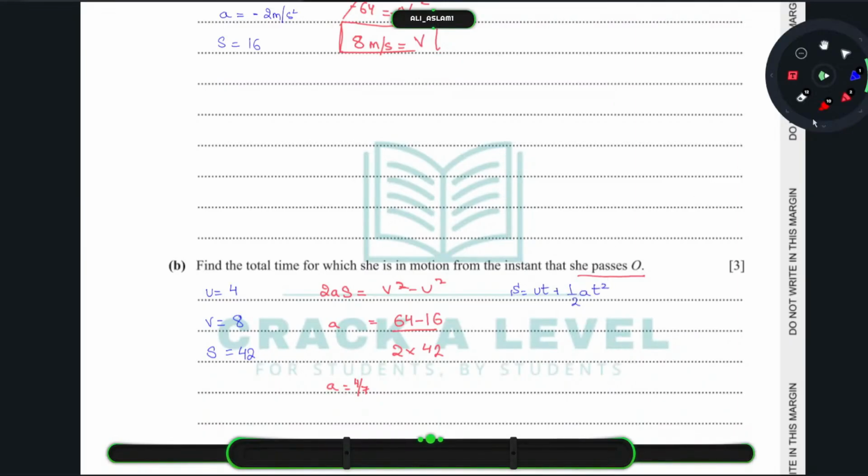Using that we can find the time, or we can just use v equals u plus at. I think that would be much better. So v is 8. 8 minus 4 divided by 4 by 7 is 7 seconds. So t is 7. So for the first part of the journey we have 7 seconds.